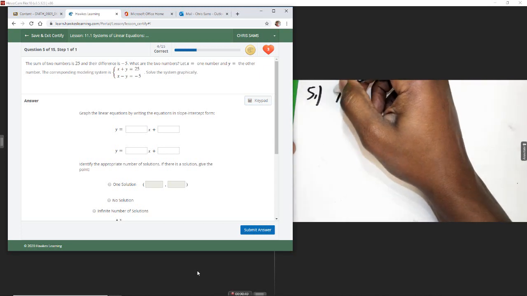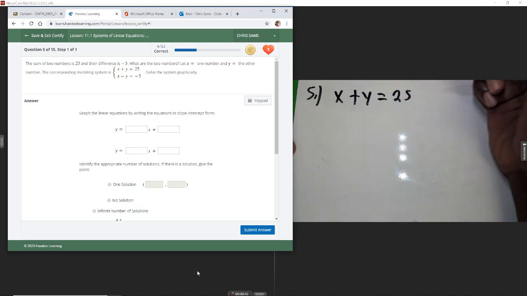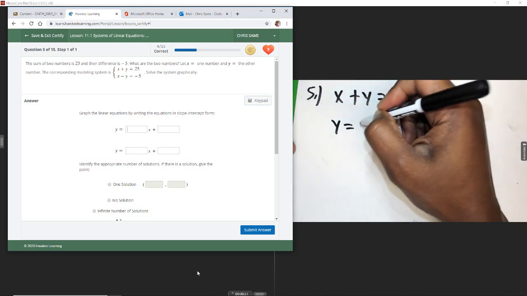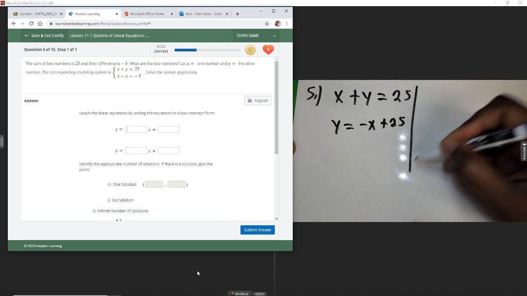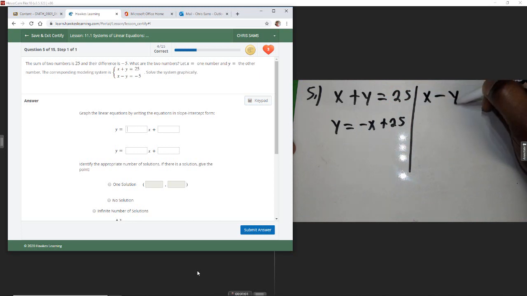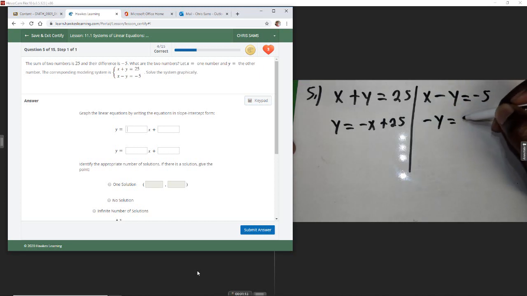So one equation is x plus y equals 25. Just move the x over, and we have y equals -x plus 25. And then on the other equation, we have x minus y equals -5. So again, move the x over, it will become negative, but this y has a minus in front of it, so we're still dealing with the -y equal -x minus 5.